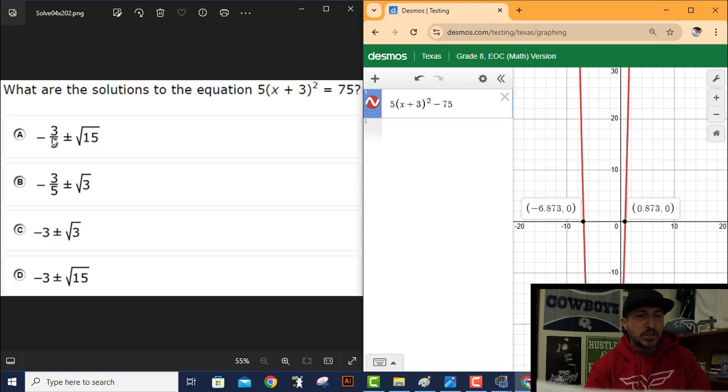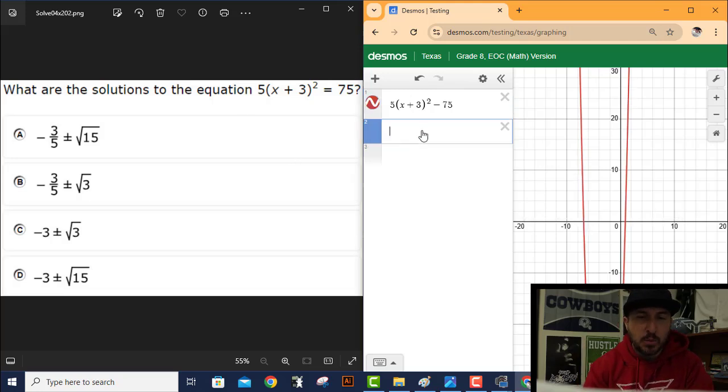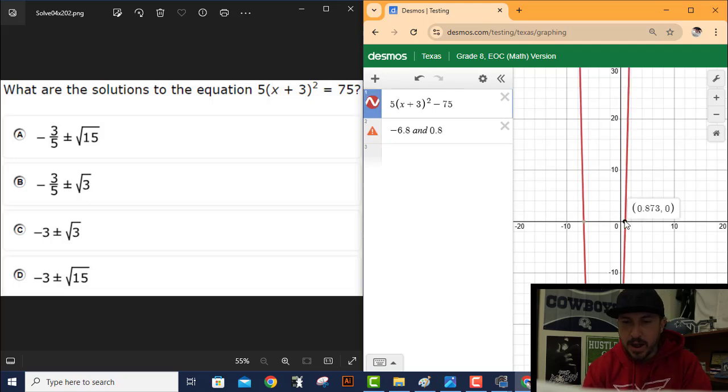Shoot. Make sure there's no keyword here. You know, it says solutions, and these are solutions. It's on the x-axis. What do I do? You got to type this in. Okay, if you are going to type this in, watch this. Watch it. First, I'm going to store my answers. I don't want to forget these. So negative 6.8, and a positive, I think it was 0.8. Let me make sure. And a positive 0.87.